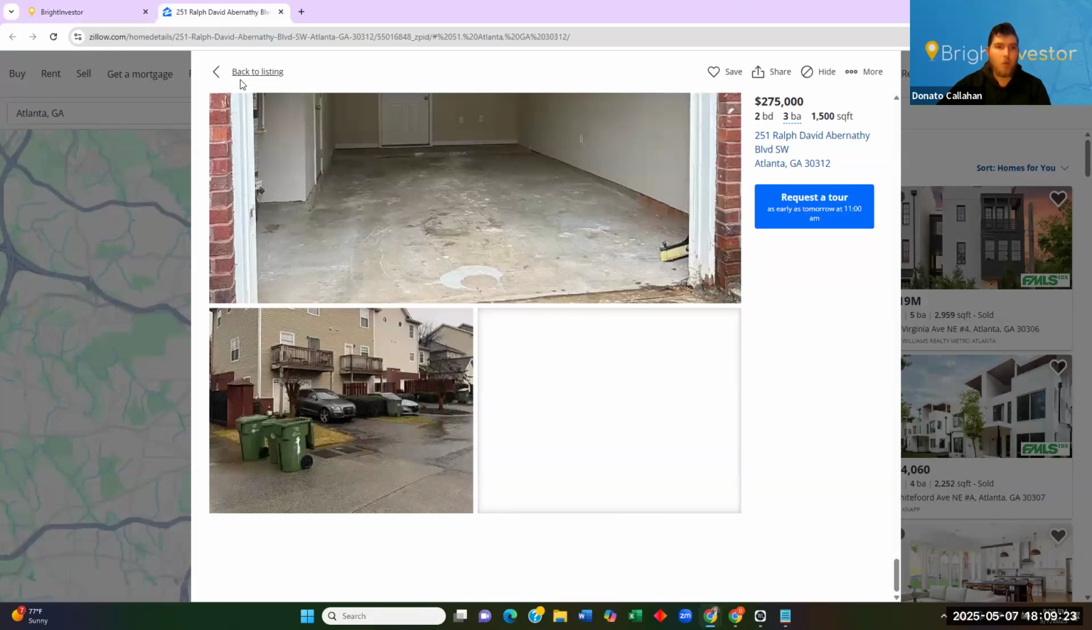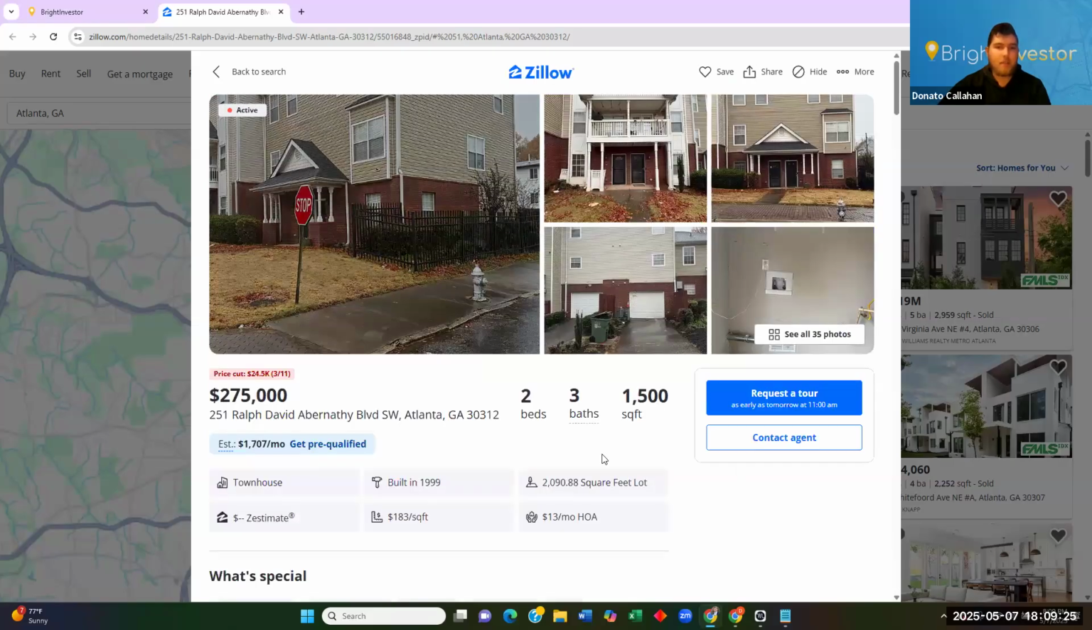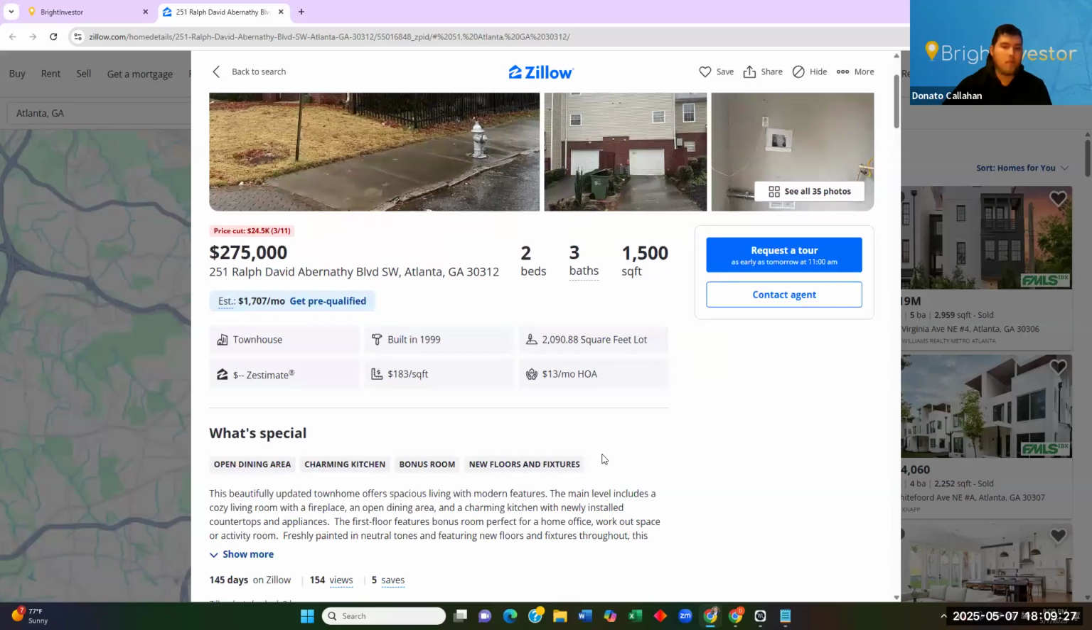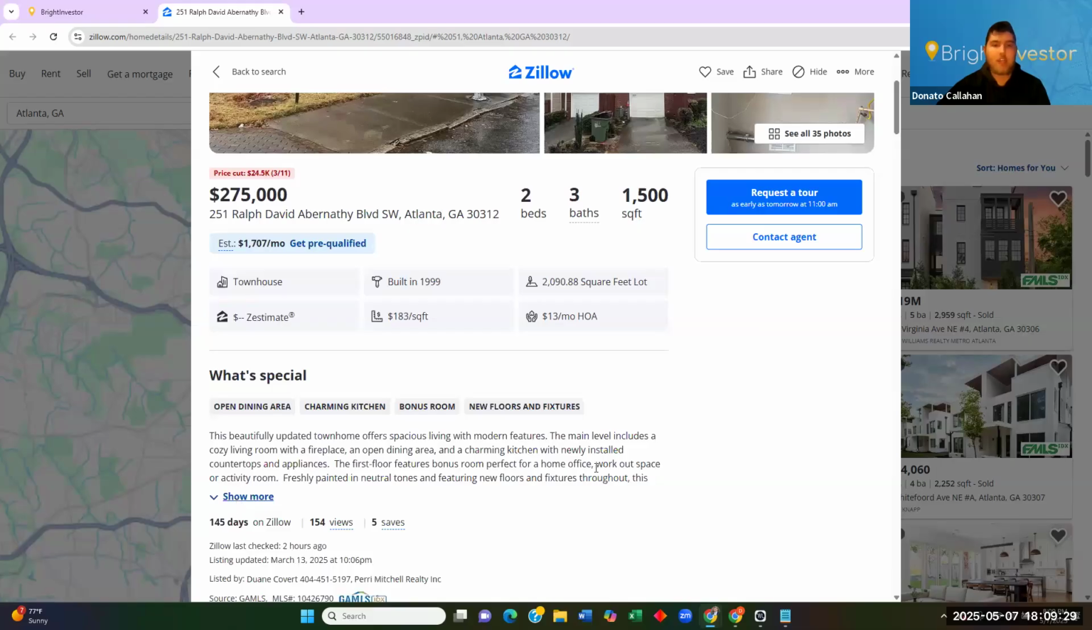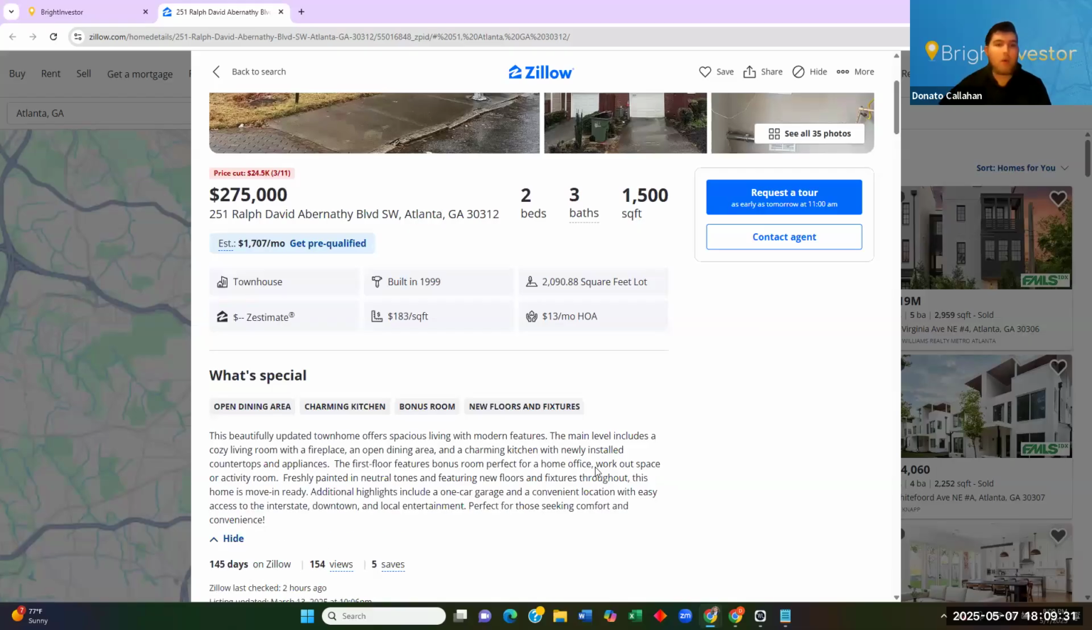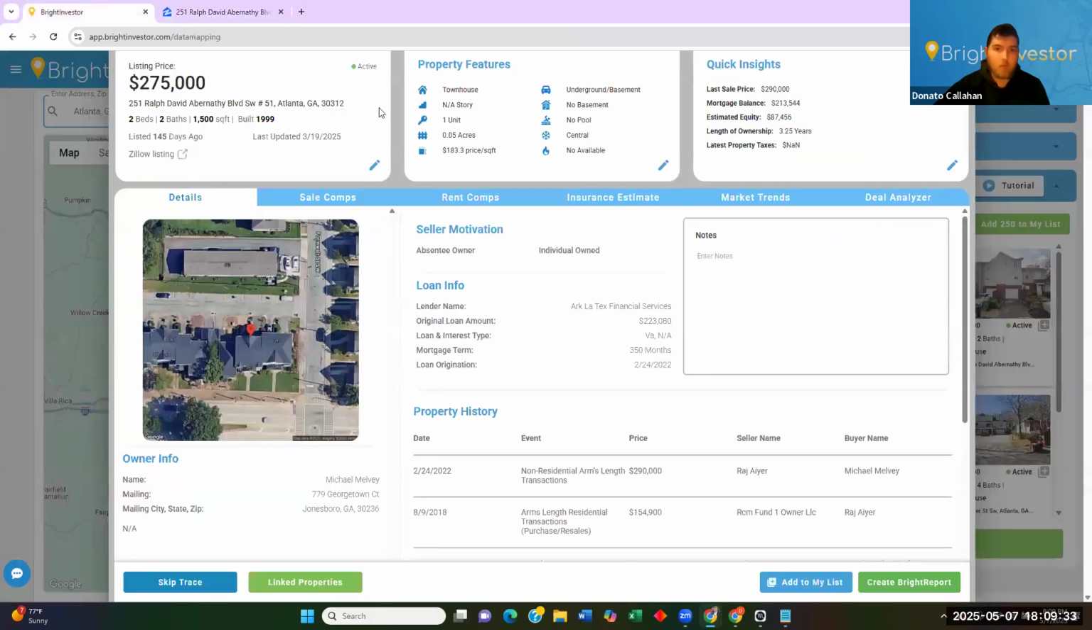So it's one of those where we can find things. For example, if I just looked on market on Zillow and wanted to say, hey, show me properties that are for sale, I wouldn't know that this is owned by a landlord. I wouldn't know that he put a loan on it. I wouldn't know that this guy bought it with a VA loan a few years ago and was owner occupying it at some point. I wouldn't know that this guy then moved to Jonesboro, Georgia, and is no longer living there.